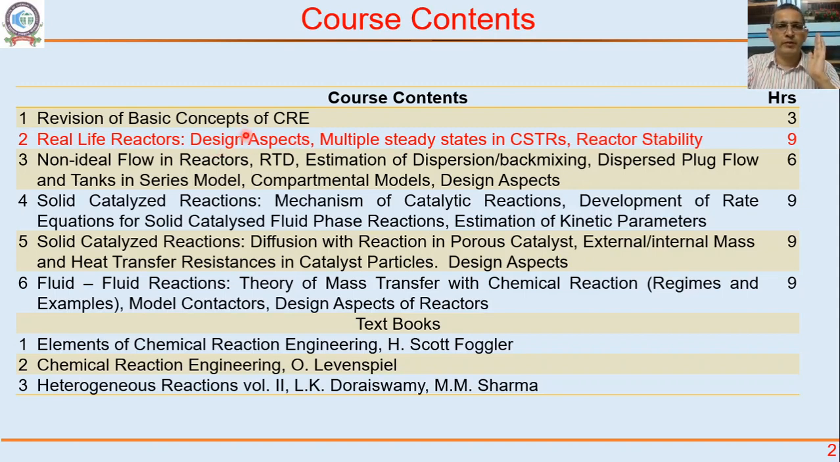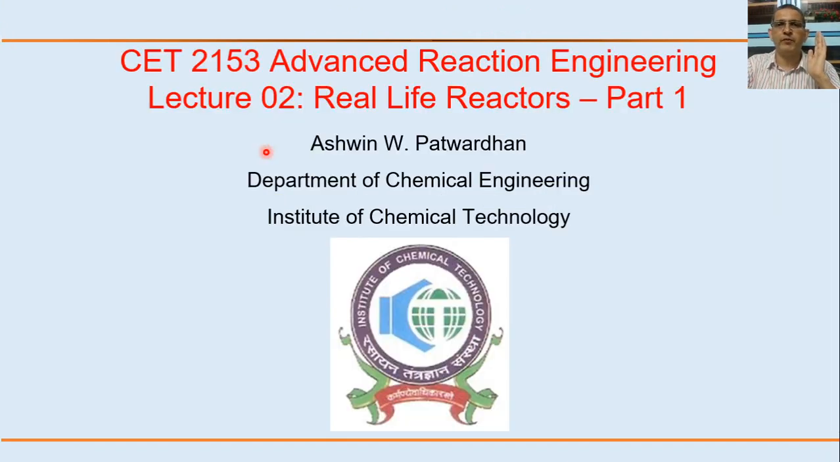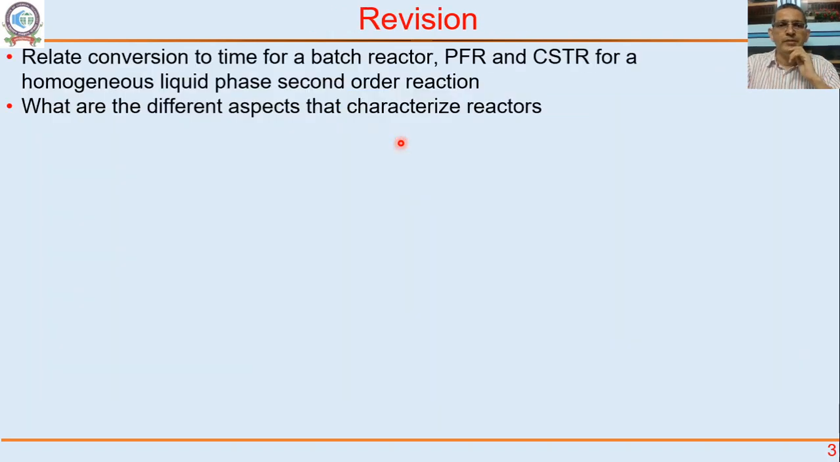So first, we are going to look at the design aspect. That's what the first part is, part 1 of this real life reactors part of the course. Just to quickly revise, relate conversion to time for a batch reactor, PFR and CSTR for a homogeneous liquid phase, let's say second order reaction. Second, what are the different aspects that characterize reactors? 5 things that I told you about. Revise, right? If you don't recall, it's okay, go back and study the lecture and make your own notes.